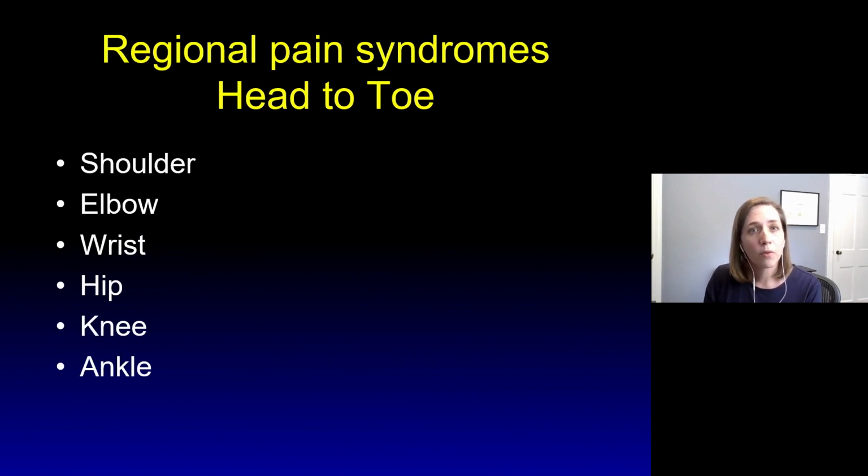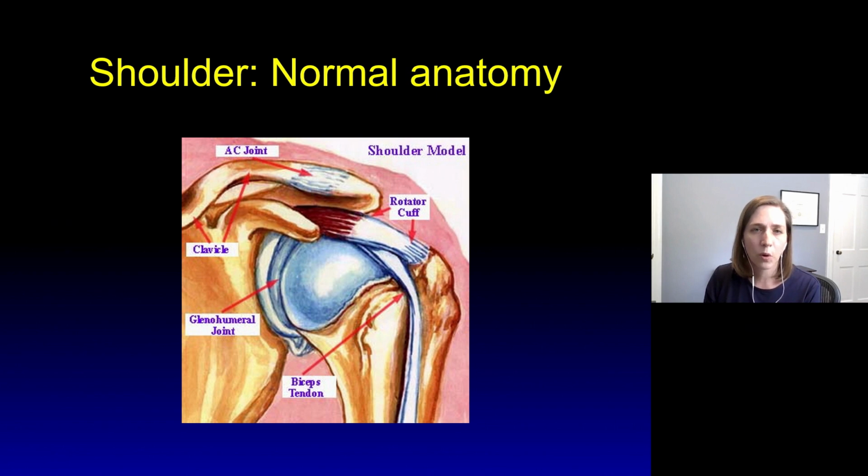So now we're going to go through head to toe different regional pain syndromes focusing on the soft tissue components. So starting with the shoulder, let's think about what the shoulder looks like. Here we have the humeral head sitting in the glenoid, and then you have these rotator cuff tendons that are holding this all in place. There are 4 different rotator cuff tendons: supraspinatus, infraspinatus, subscapularis, and teres minor, all wrapping around.